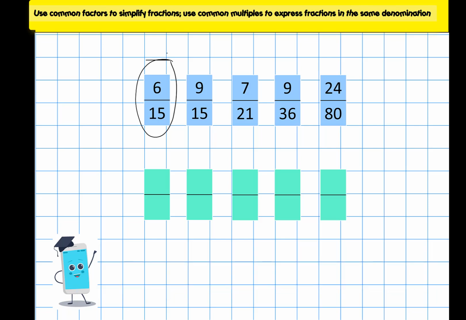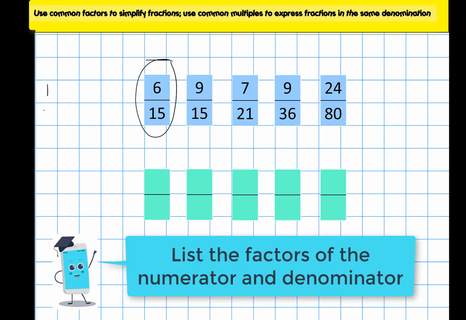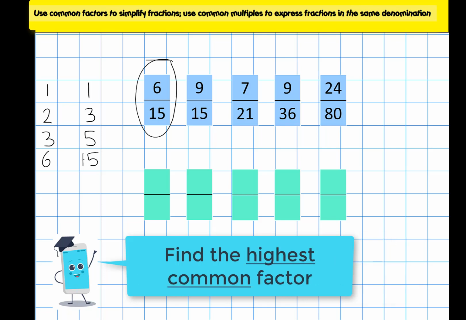Let's start with making a list of the factors of 6. We have 1, 2, 3, and 6. And next we need to make a list of our factors of 15. So we'll start with 1, we have 3, we have 5, and we have 15. Okay, I can see that there is a common factor there. It's 3. Both my numerator, which is 6, and my denominator, which is 15, can both be divided by 3. So I'm going to divide both of these numbers by 3.